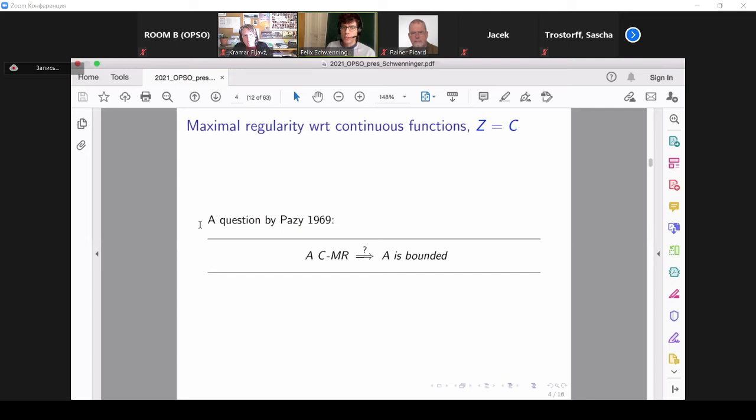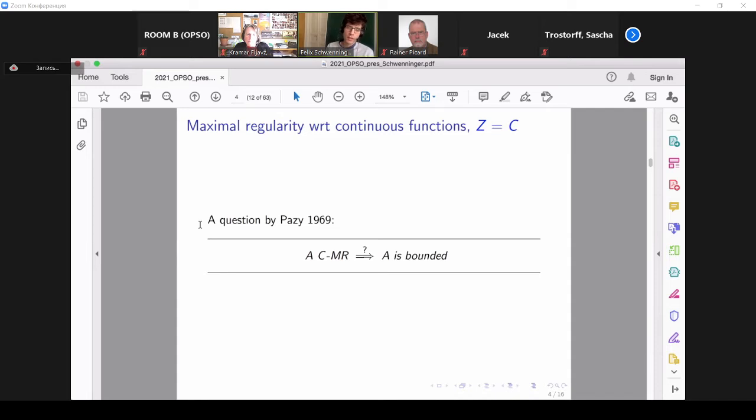Okay, so usually what I have here, and I skipped this slide, I say this is a visit to the zoo, because now we're going to study some exotic cases. And the exotic case refers here to the fact that this space is now the continuous functions, or it could be L infinity or L1. Let's keep it for the moment with C.